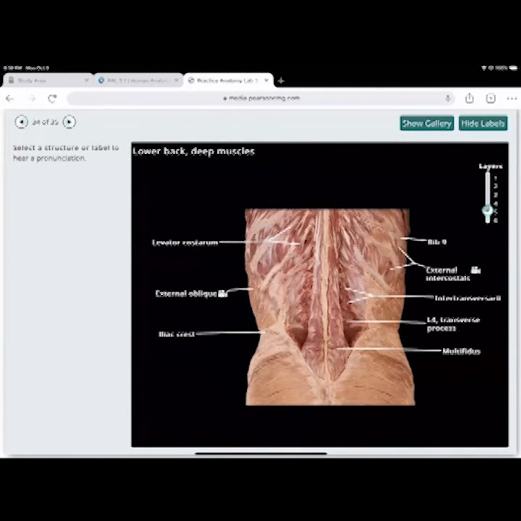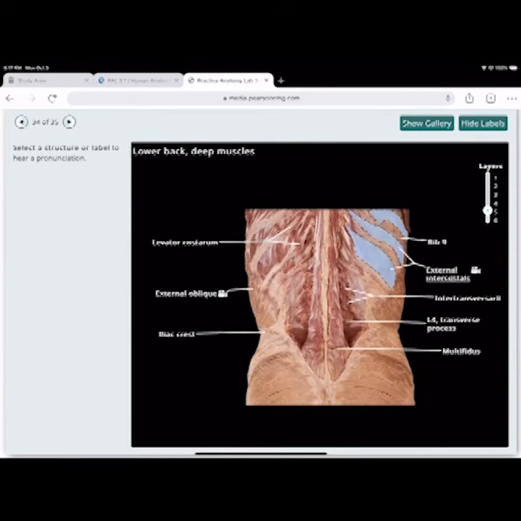Okay, levator costarum muscle. You can see right there the different muscles here between the ribs coming down. The external obliques and your iliac crest. Multifidus muscle. L4, this is getting near the bottom of the lumbar vertebrae. There's 5 lumbar vertebrae. That's the transverse process that runs to the side. Intertransversari muscle, down deep.